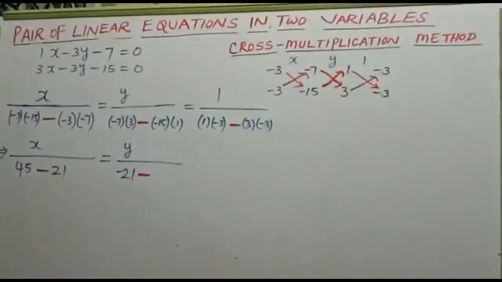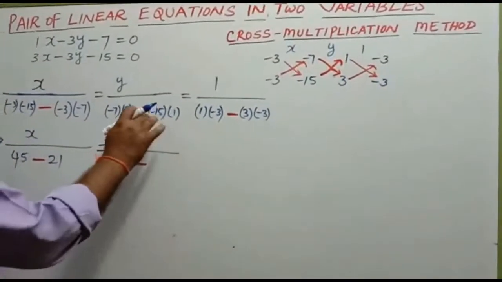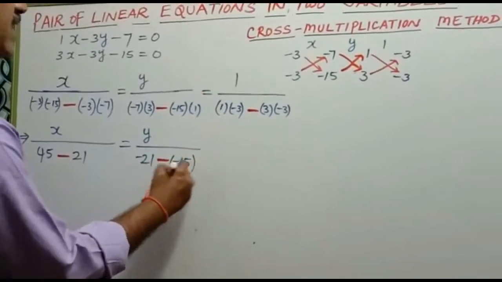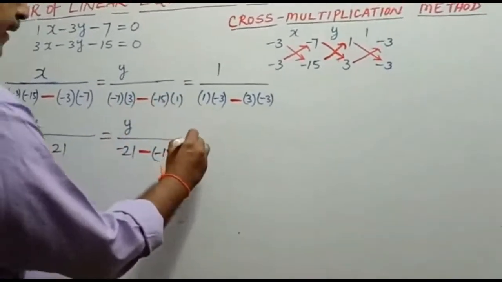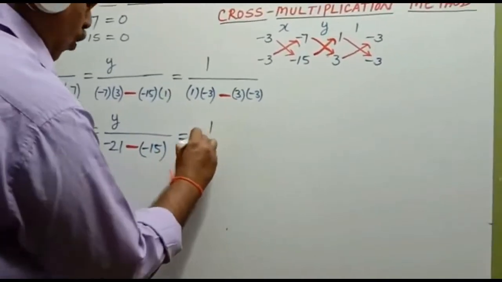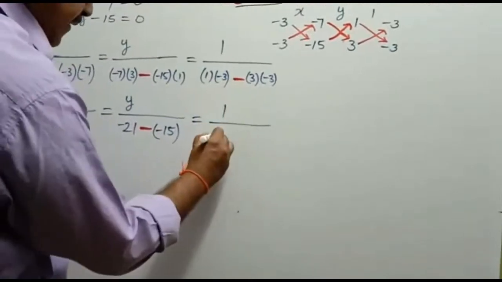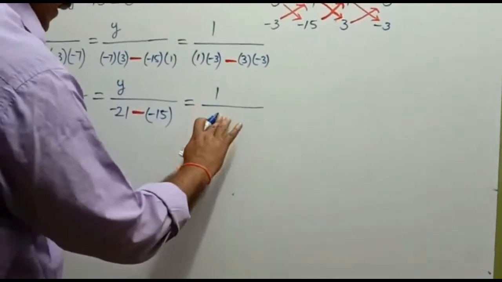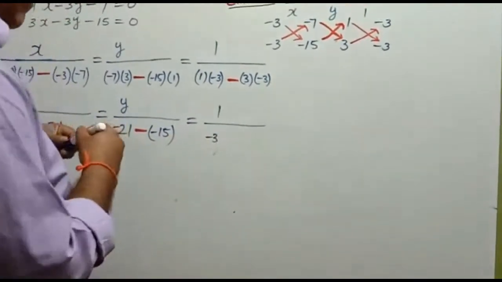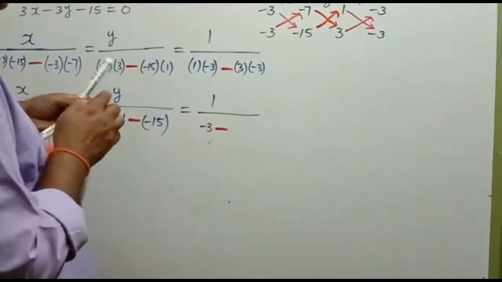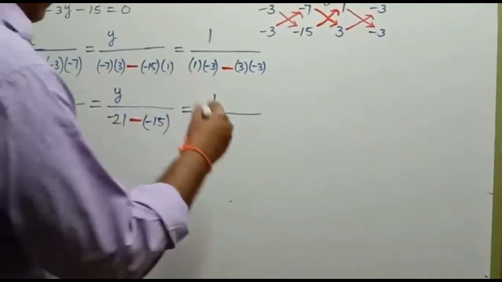Formula minus, next 15 ones are 15, minus 15 into 1, no, that's what minus 15 is equal to 1 by 3 ones are 3, minus 3, that's why minus 3. Formula minus 3 3s are 9. 3 into minus 3, minus 9.